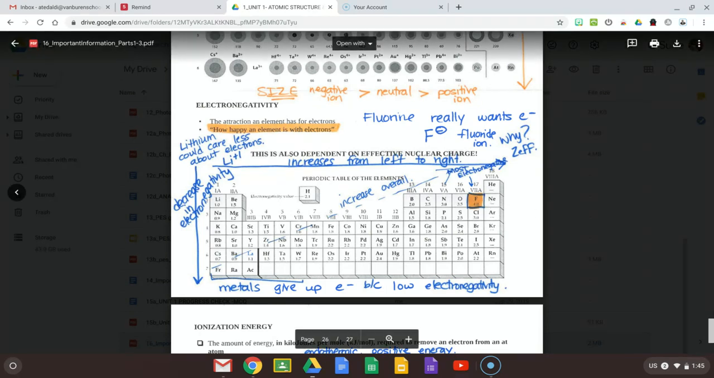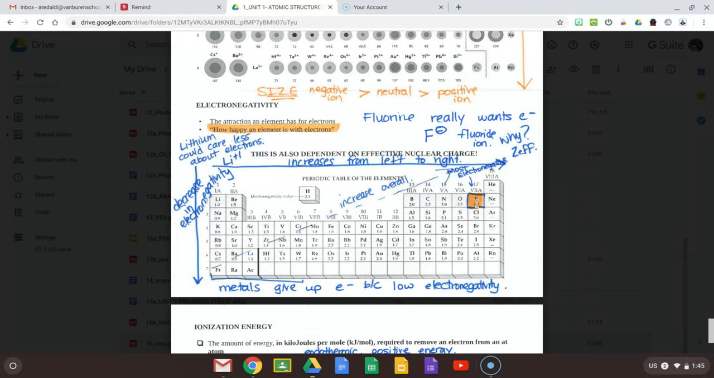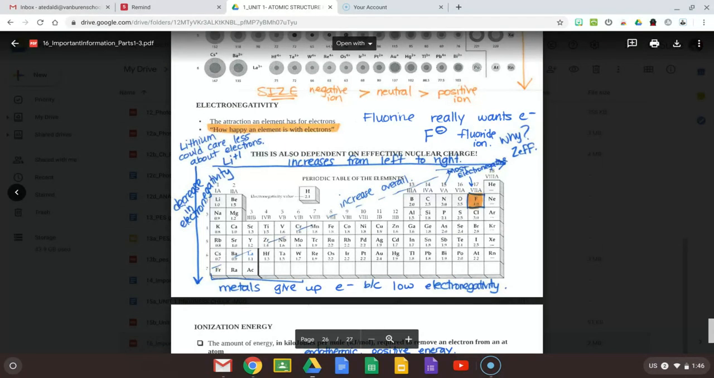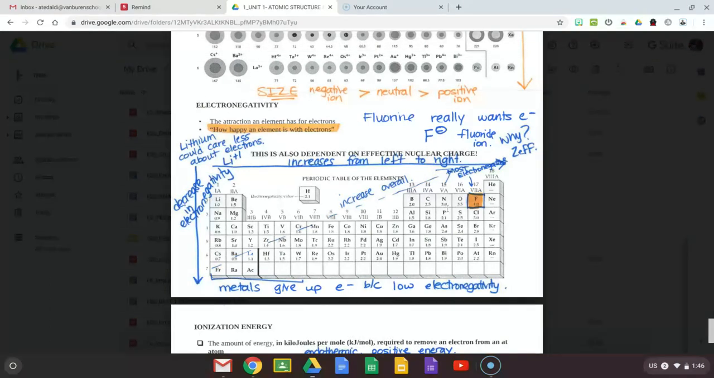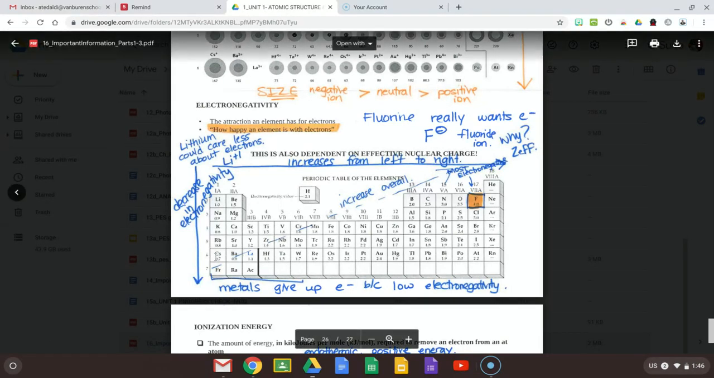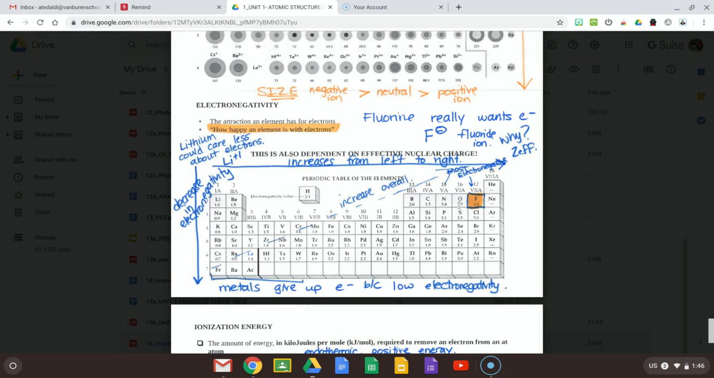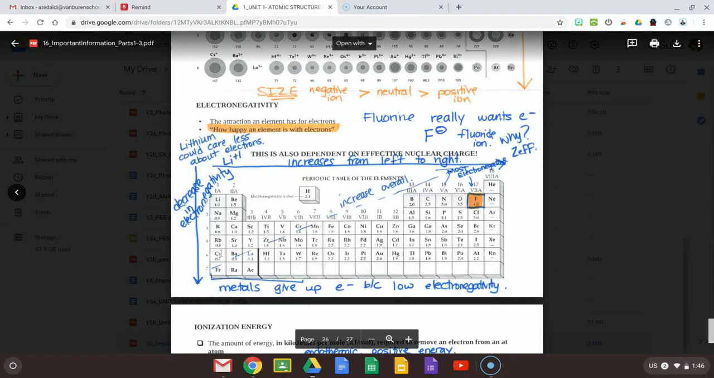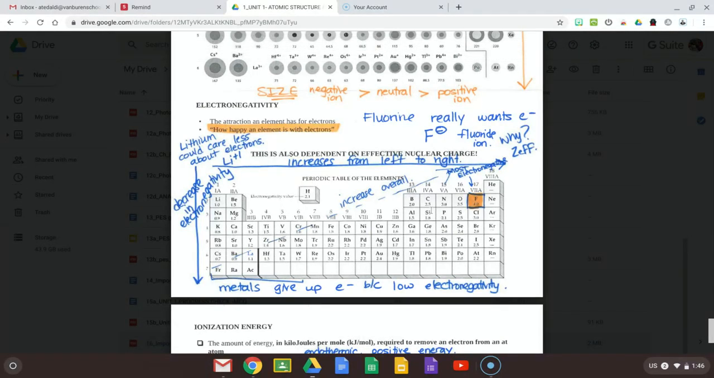Fluorine is the most electronegative element. All elements have smaller electronegativities compared to fluorine. And a nice thing to remember is the closer you are to fluorine, the more electronegative you're going to be. So aluminum versus magnesium, aluminum is closer to fluorine than magnesium, so it's going to be more electronegative. Silicon versus cesium, silicon is closer to fluorine than cesium, so it's going to be more electronegative.